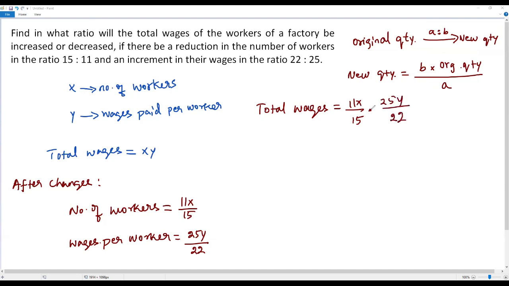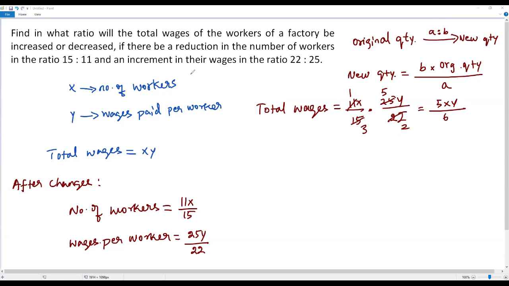I just multiply them. So here 11 goes into 11 one time, 11 goes into 22 two times. And here both 25 and 15 have the greatest common divisor 5. That is, 5 goes into 15 three times, 5 goes into 25 five times. So now when I multiply this 1x times 5 times y, I am getting 5xy divided by 3 times 2, which is 6.